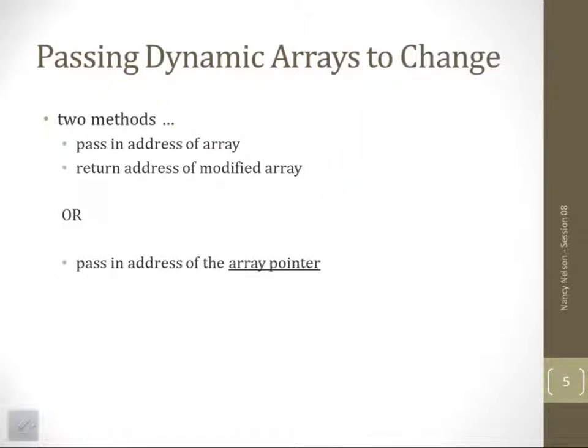But what happens if we want to change things inside that array? Then we're going to have to do things a little bit differently. So we have two methods. One, we can pass in the address of the array and return it. And remember, because we're adding to things or changing things, particularly if we do a reallocate, it might move that. So it's very important that we pass back that modified address. Or we can pass in the address of the pointer. So let's take a look at the first method first.